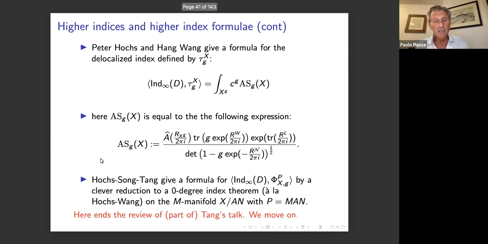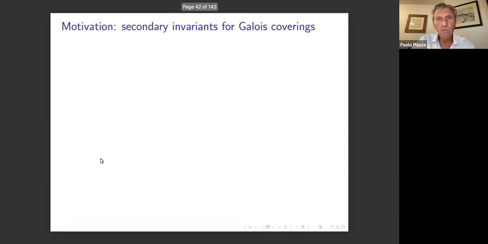So basically, this is my summary of part of Tang's talk. Now I would like to move on, and I would like to get to secondary invariants.